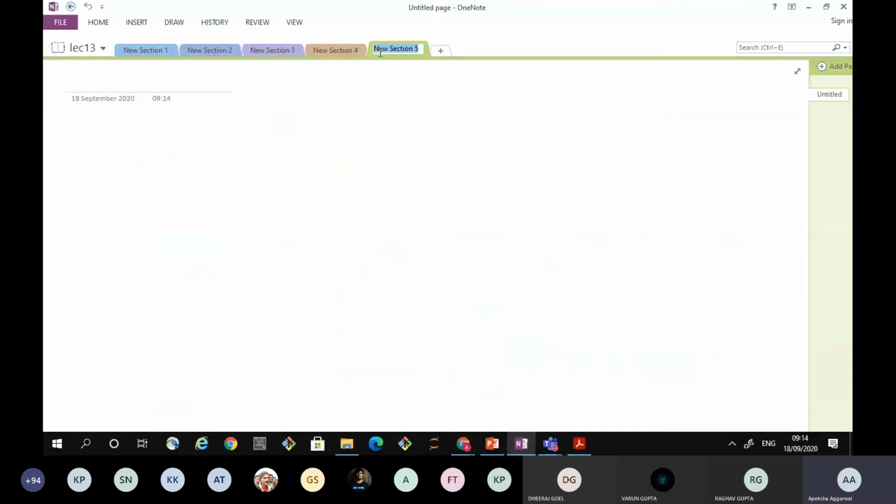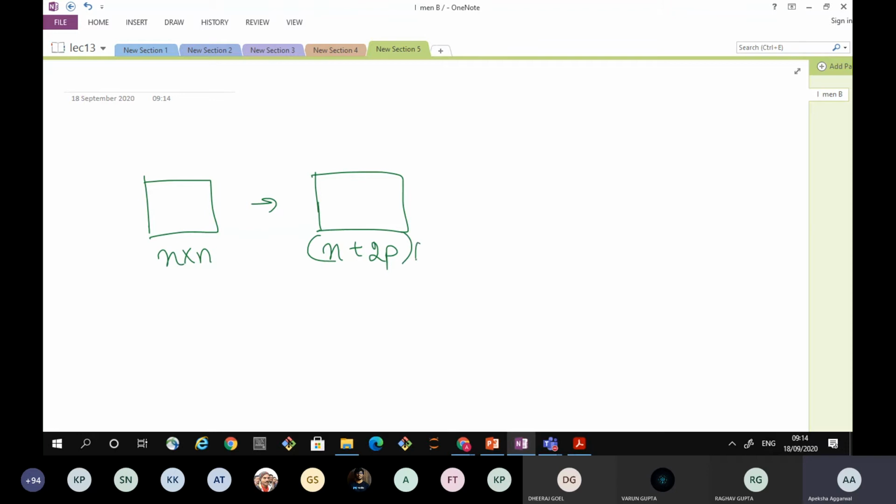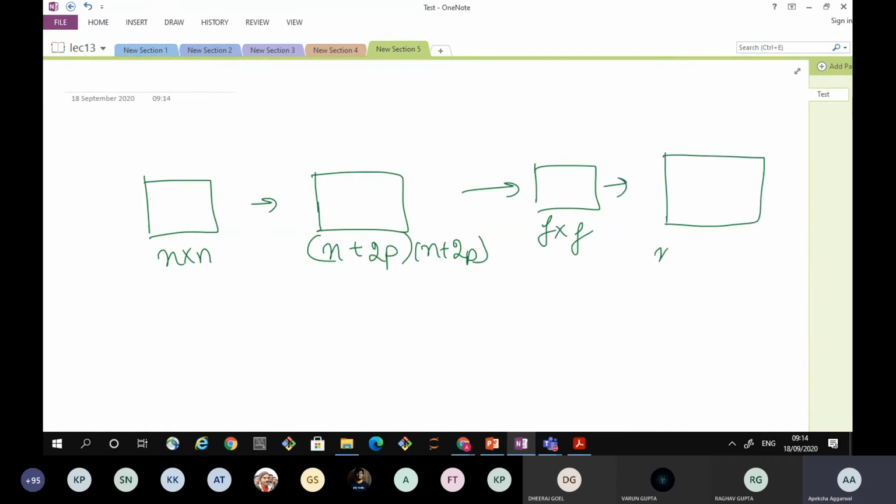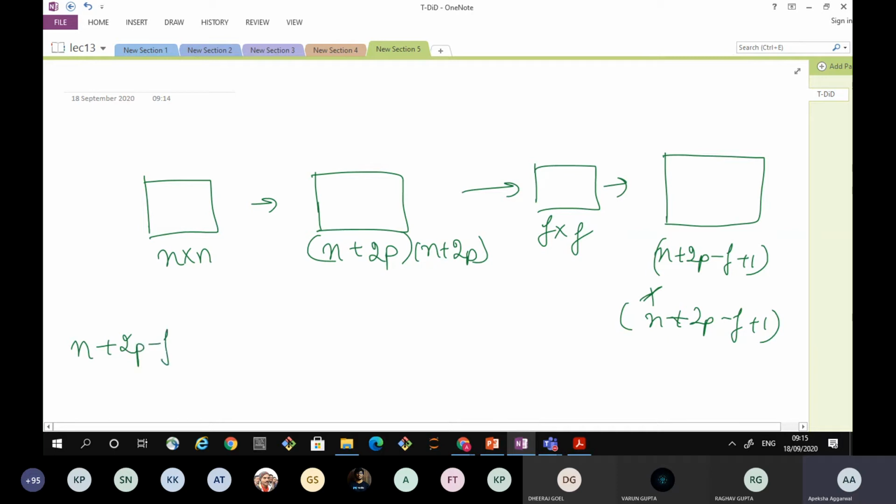Again, I would explain this again if there is some confusion about this. If I have an n cross n image, I will pad it to n plus 2p cross n plus 2p, and then I apply a filter of f cross f size. Ultimately what I get is the size of n plus 2p minus f plus 1 cross n plus 2p minus f plus 1. So what I want is this n plus 2p minus f plus 1 should be equal to n, equal to the initial image.